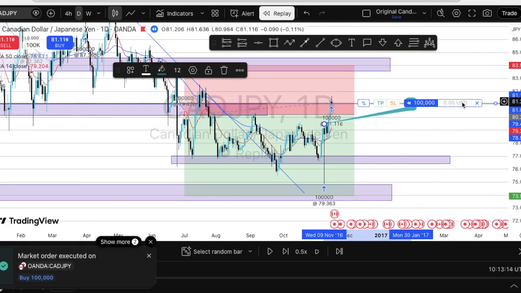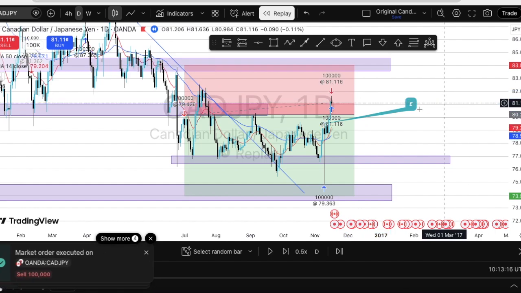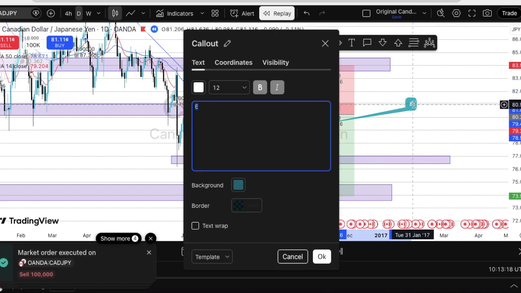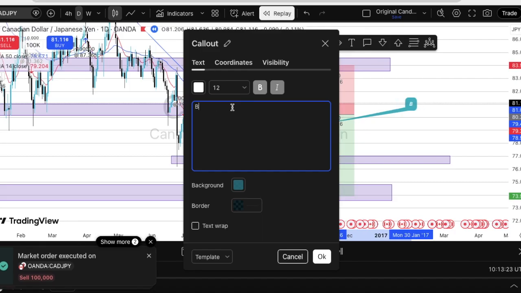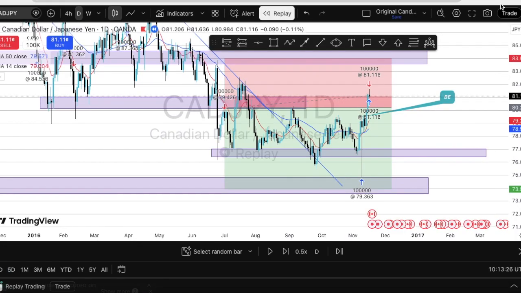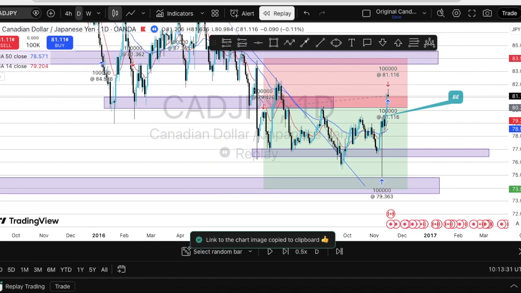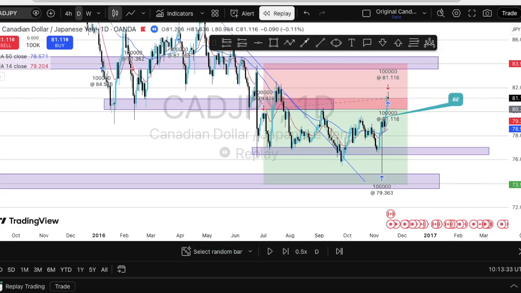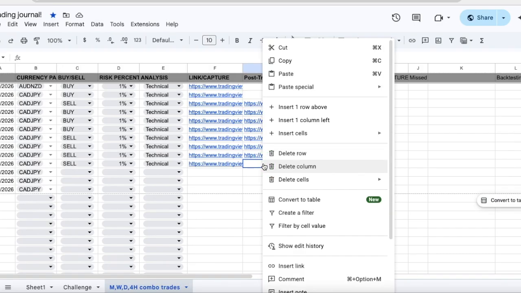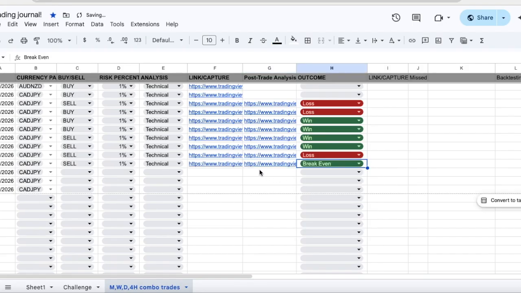Did I just enter a trade? Cancel that, please. Break-even. Okay, we are going to record this. We do have a break-even trade. Going to paste that. This is going to be a break-even trade.